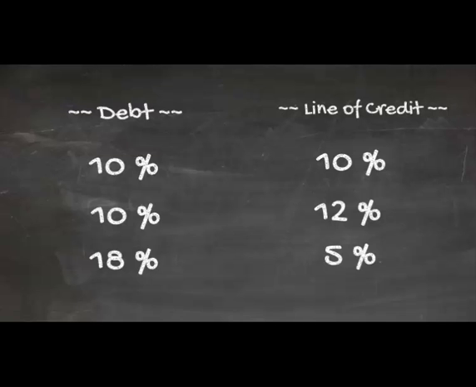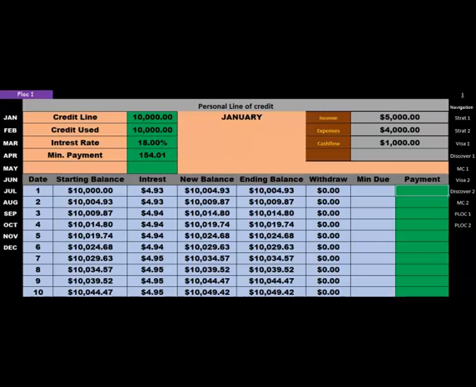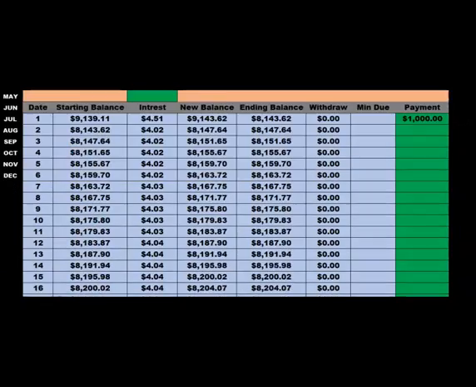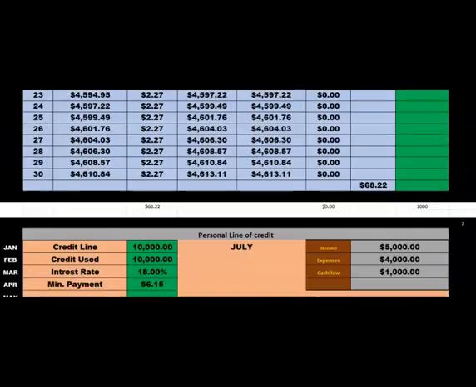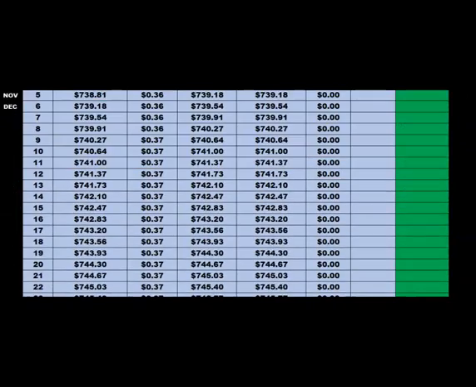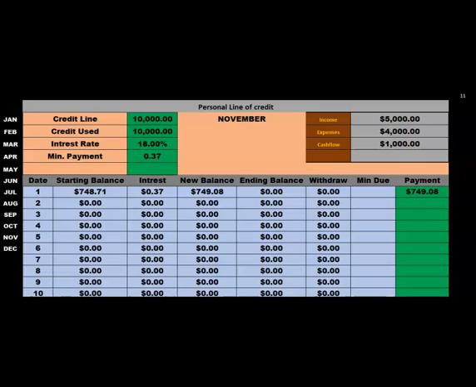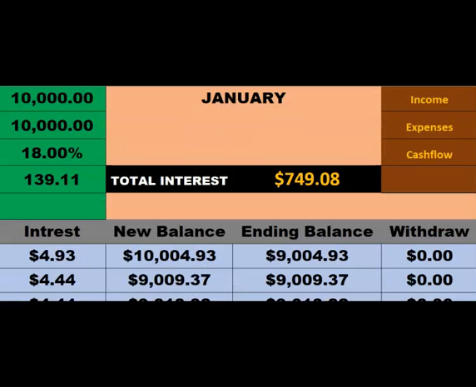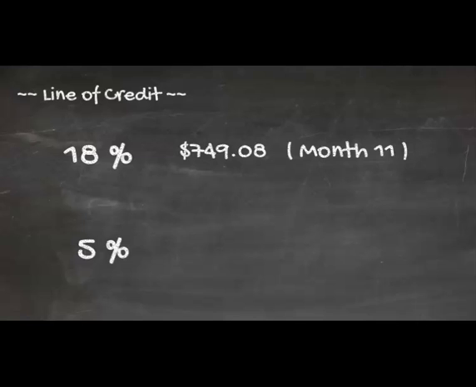Looking at $10,000 at an 18% interest rate and sending $1,000 every month to eliminate this, it will be paid off in month 11, and the final payment will be $749.08. We'll pay a total interest of $749.08. So we know that at an 18% revolving line of credit, it will take us 11 months and $749.08 total in interest. So let's look at if the line of credit was at 5%.